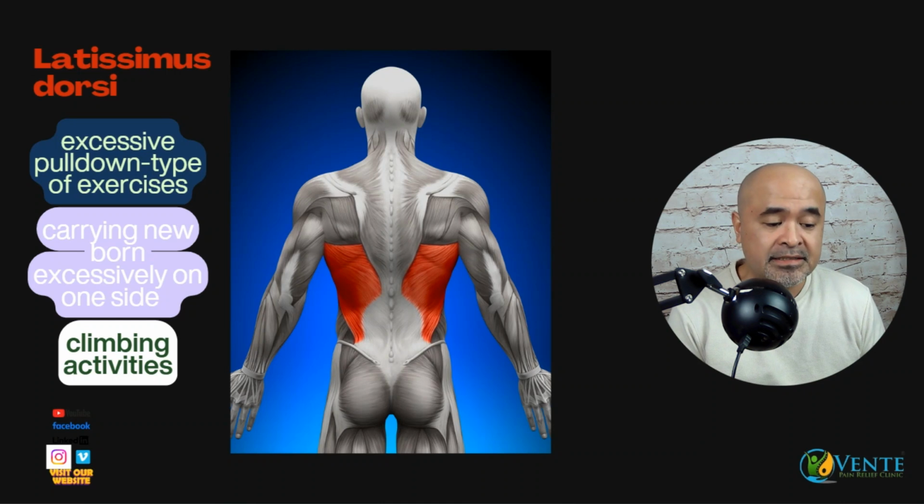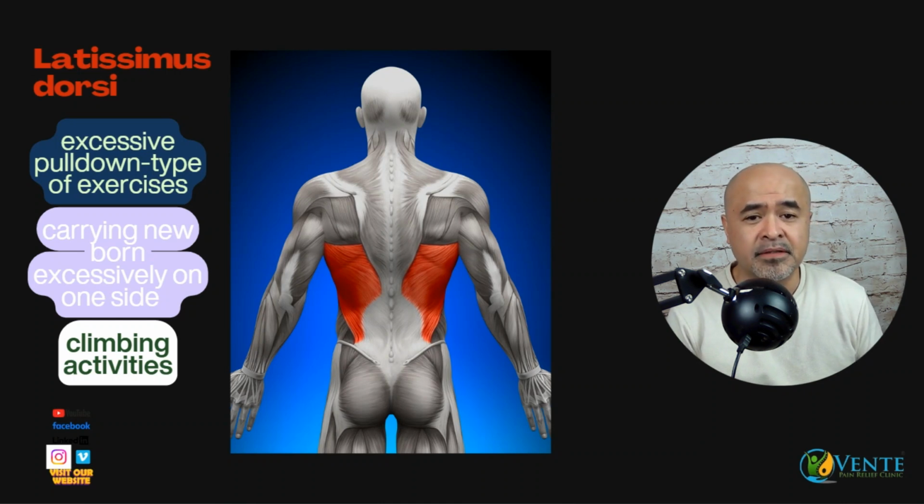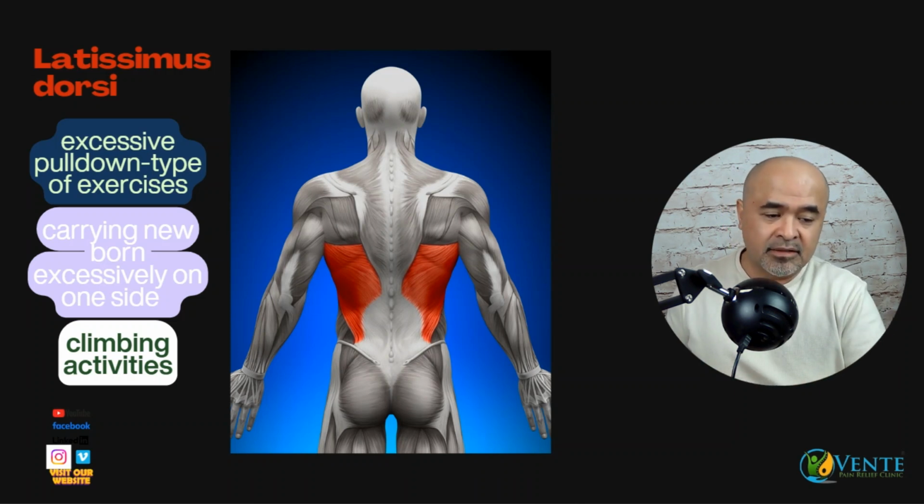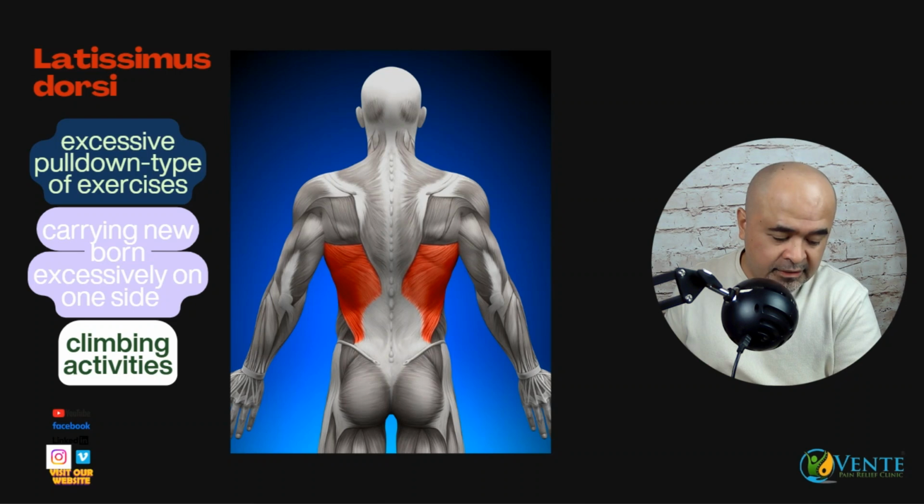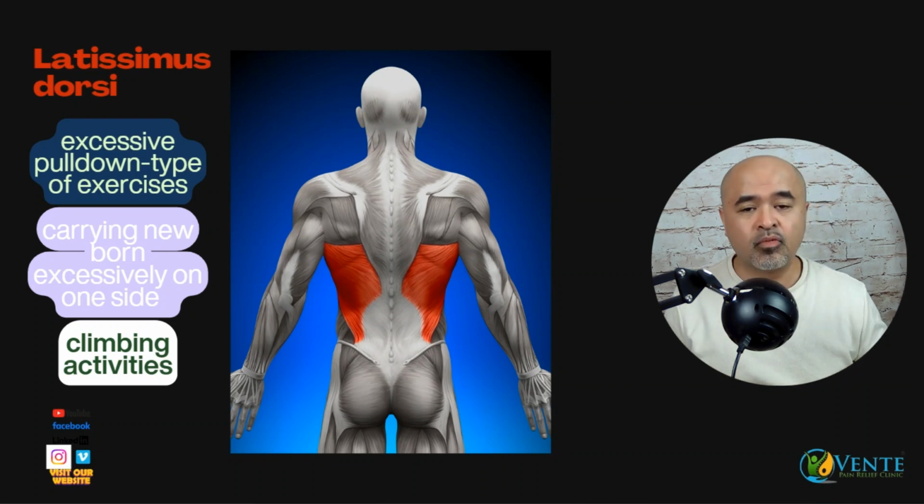The second one is, I see this a lot with parents that have newborns, especially if they're carrying the newborn on one side, say like the right shoulder. They're kind of lifting with one side as one of their habits, and they don't exchange left and right. That muscle can become very tight.